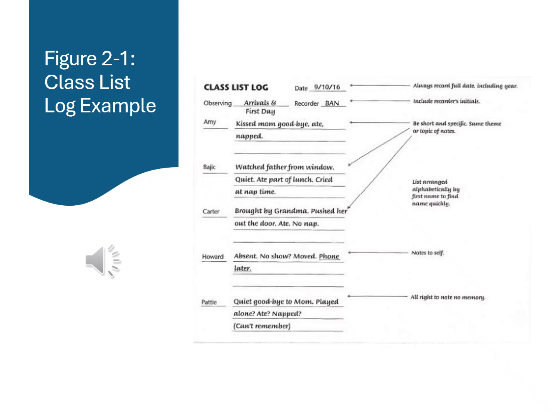You can see that this particular class list log has 5 children in attendance on the 10th of September, and we are interested in looking at how children are doing arriving to school on the first day. So how does that first drop off at preschool go?